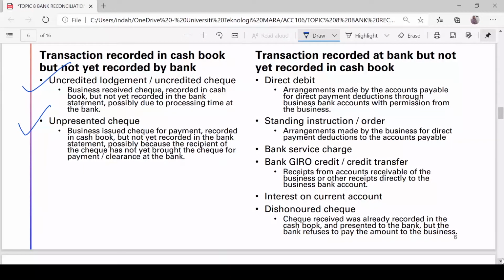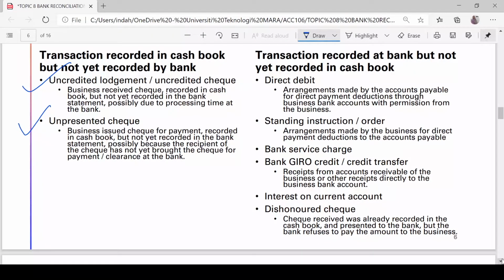So the business is aware that they have granted permission for the accounts payable to make a direct or automatic deduction from their bank account. It's just that at the business premises, maybe the clerk is not aware of when this transaction will happen at the bank. So usually we wait until the end of the month until we receive the bank statement to see any of these transactions.